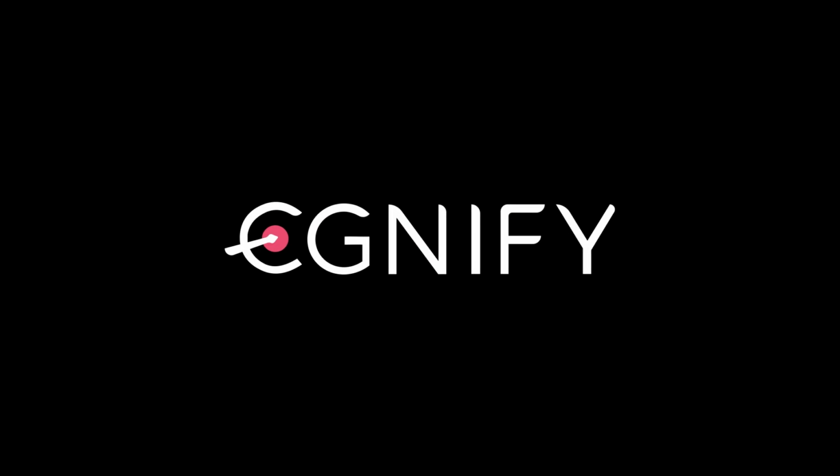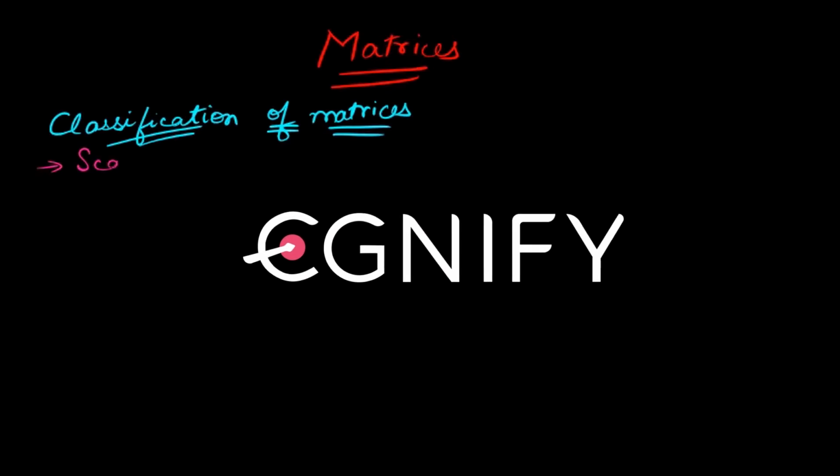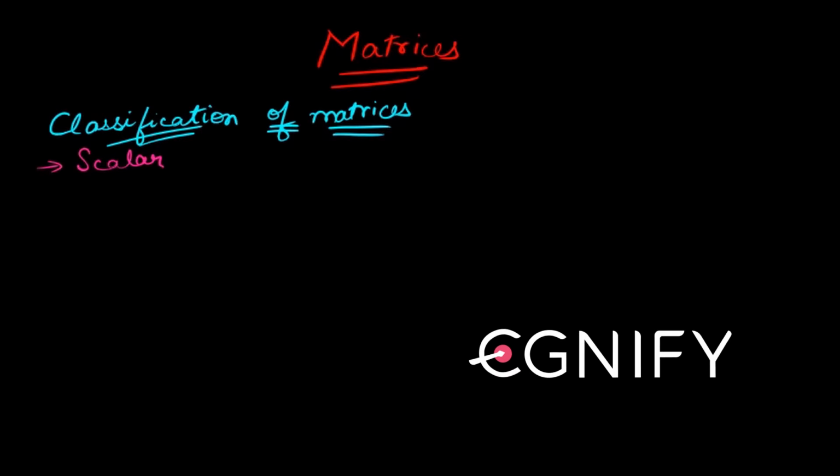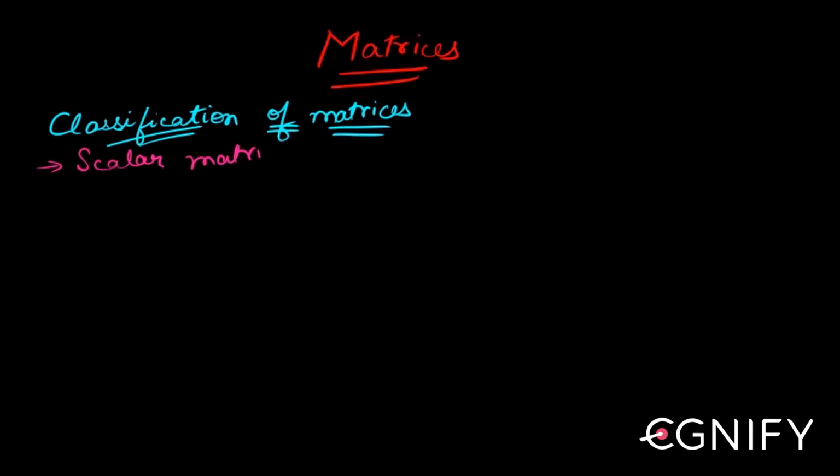So here we are to discuss the next form of classification, which is called a scalar matrix. We've already seen what a row matrix, a column matrix, a square matrix and a diagonal matrix is. Let's move into understanding what a scalar matrix is now.